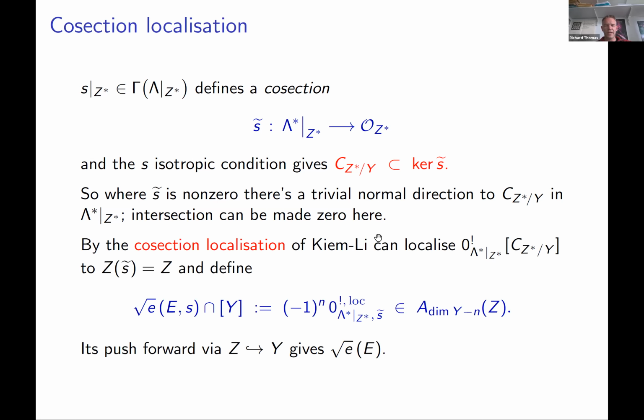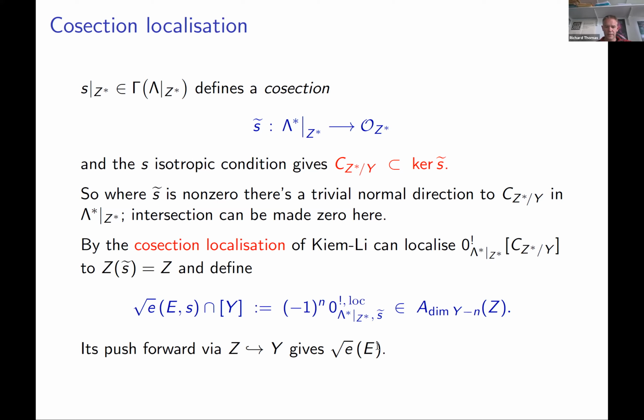And Kiem and Li do this. So they say, instead of perturbing by a section of a bundle, which we know how to do, we can also perturb by something called a cosection, which is what we've got here. And they define a way to do that. So they define something called a localized intersection. So in this case, I'm localizing the 0 section with the cone.